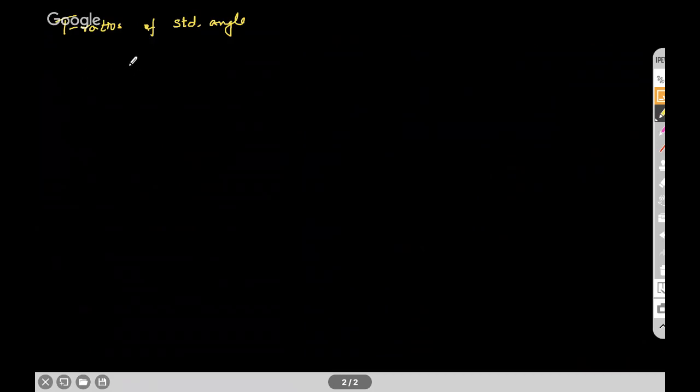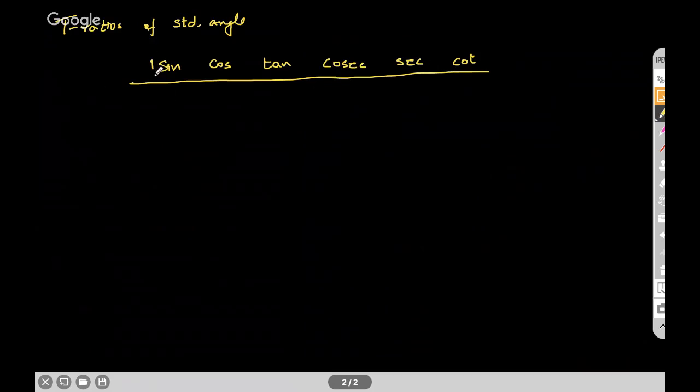I'll make a table now. So basically, let's say this is 0 degree. I'll make a vertical table instead of a horizontal table. So I will write the angles here and functions here. So sine, then cosine, then tangent, then cosecant, then secant, and then cotangent. Okay, so these are the 6 T ratios.